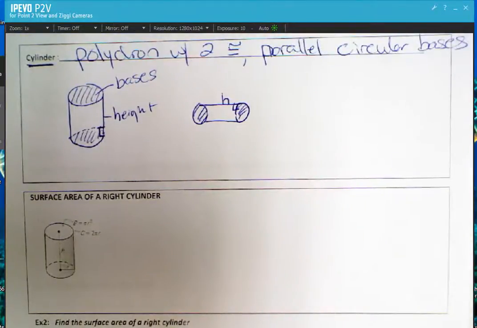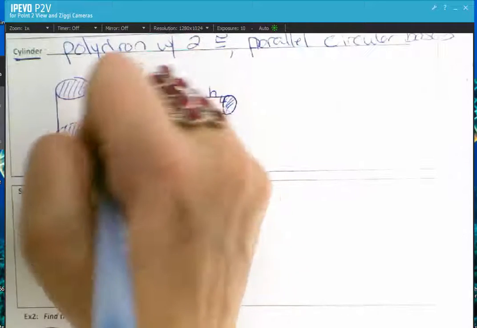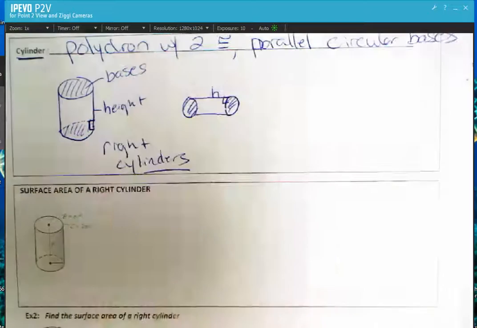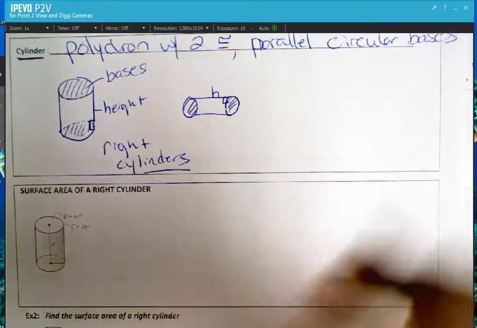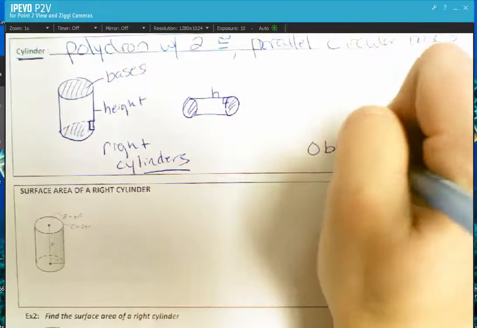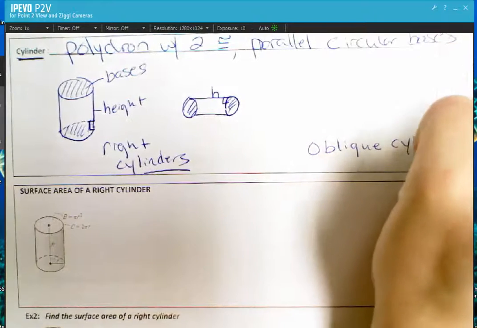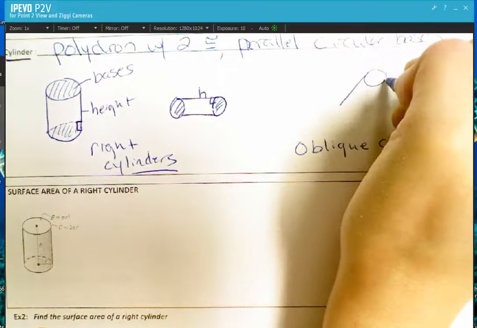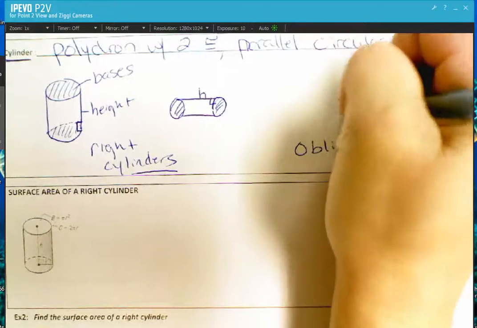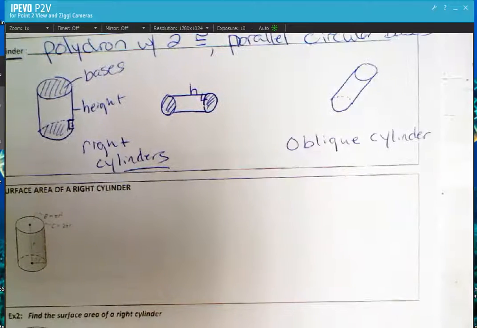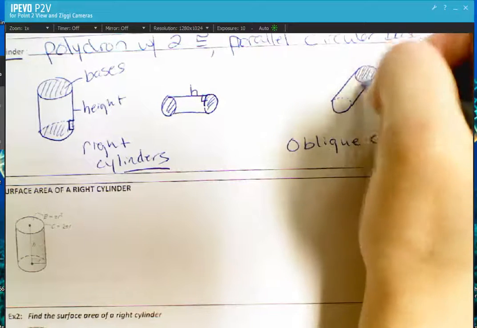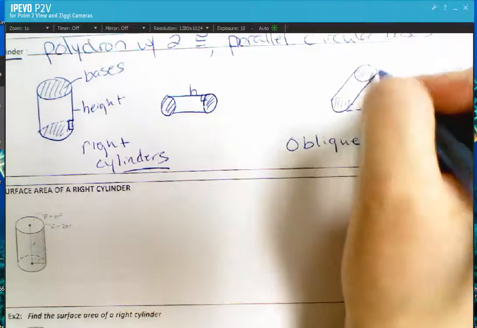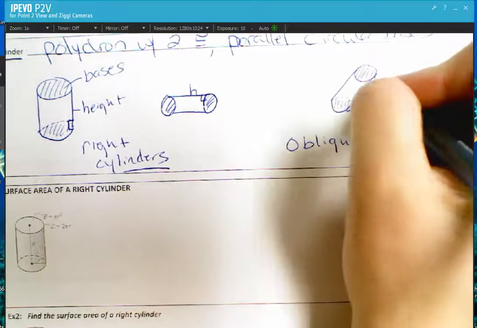Just like we had in prisms, we can also have oblique. So these are called right cylinders, because the height is actually in or on the cylinder. You can also have an oblique cylinder. The process is the same for finding the area. We just have to be careful with identifying the height, because the height is still the perpendicular distance between the bases. So I need to figure out the perpendicular distance to find the height.